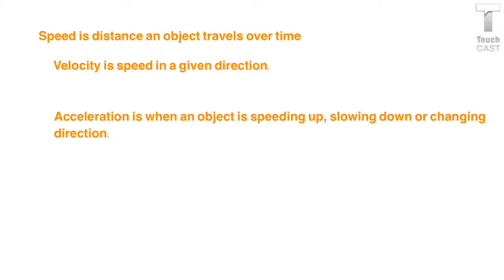And the last one we're going to look at here is acceleration. Acceleration is when an object is either speeding up, slowing down, or changing direction. So if it's turning, if it's going in a circle, you have acceleration happening. You can be speeding up, going faster, you could be slowing down, or any time that you make a directional change, you are experiencing acceleration.